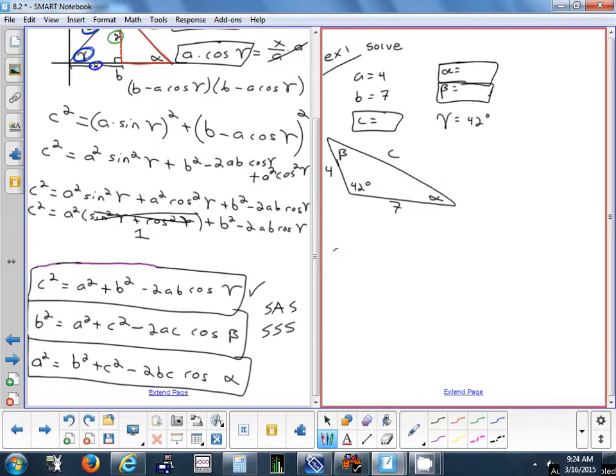All right, so let's set it up. c squared equals a squared plus b squared minus 2ab cosine of gamma. Some of that you might do in your head, and as we go, we'll do some of it. But first time through, I'll just show you every step.